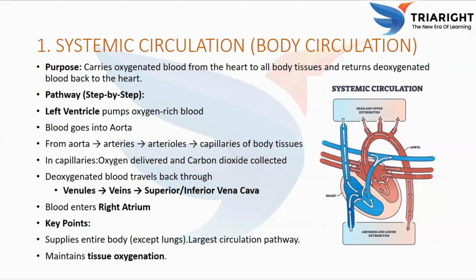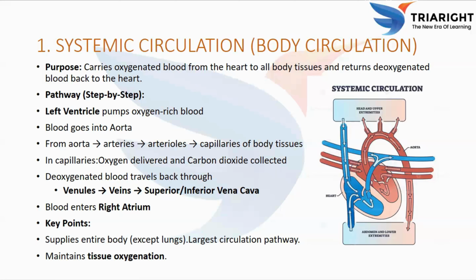Then the deoxygenated blood moves from the capillaries into small veins called venules and then into the larger veins. All the deoxygenated blood from the body returns to the heart's right atrium through the superior vena cava from the head and upper body, and the inferior vena cava from the lower body.